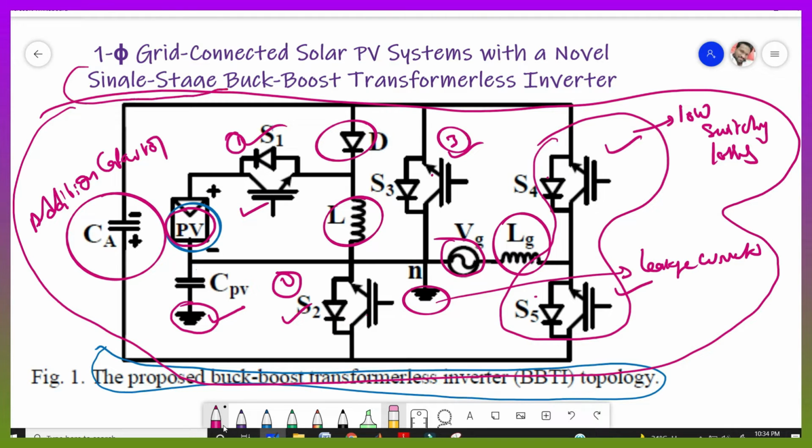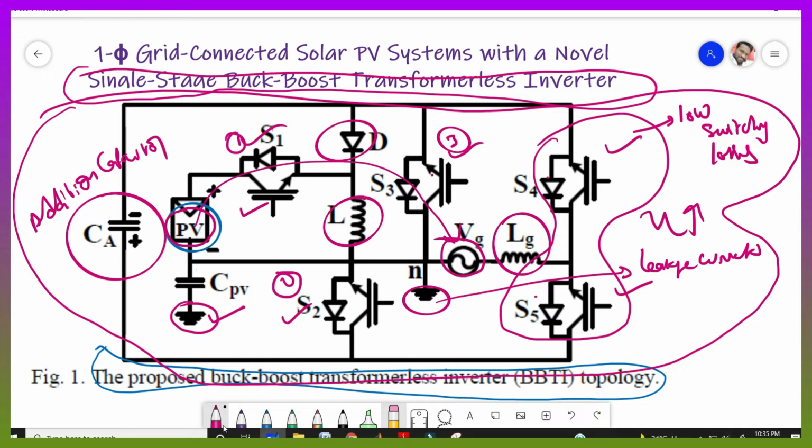Single stage buck boost transformerless inverter. So in this single diagram we have the buck boost converter, the inverter, and the whole solar to grid connection. That's why our proposed system has low switching losses, low leakage currents, and less size compared to the conventional one, and more efficiency, because if you reduce the losses then efficiency will increase, right?